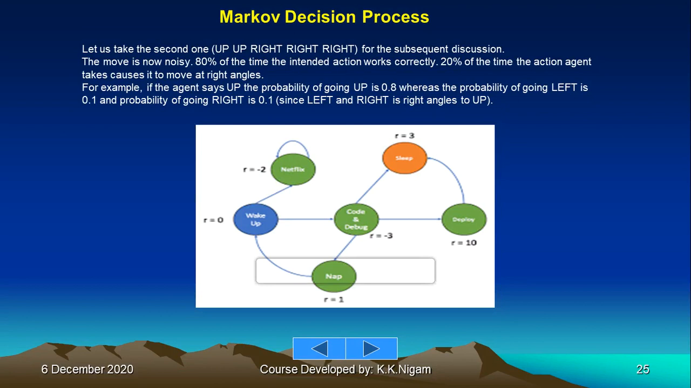The move is now noisy. 80% of the time the intended action works correctly. 20% of the time the action the agent takes causes it to move at right angles. For example, if the agent says up, the probability of going up is 0.8, whereas the probability of going left is 0.1. The probability of going right is 0.1, since left and right are right angles to up.